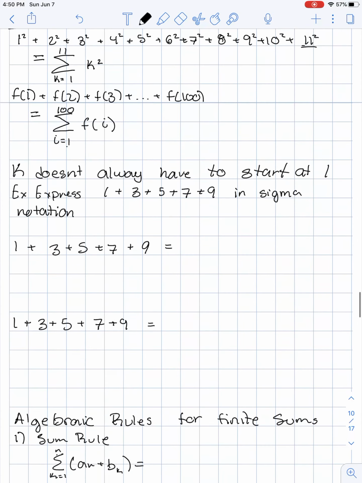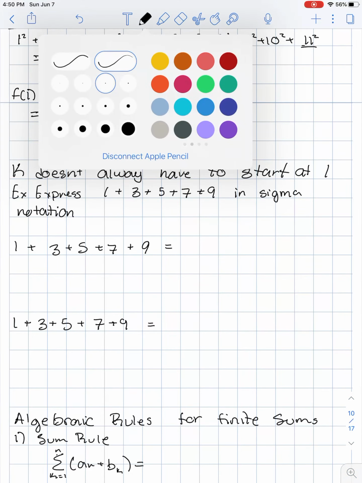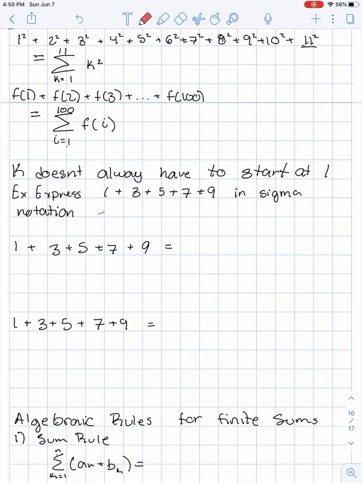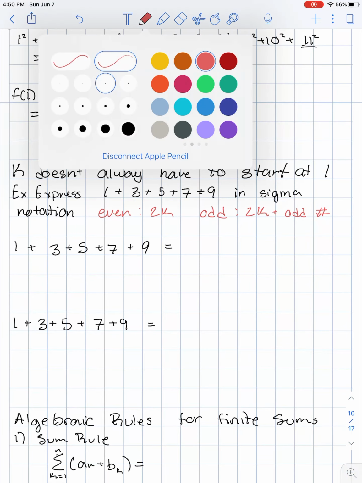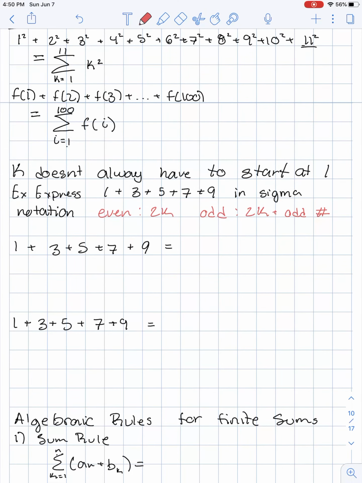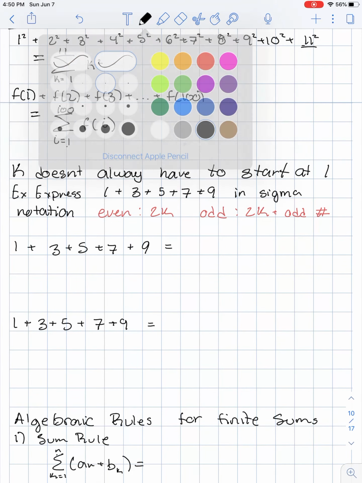So we're going to express 1 plus 3 plus 5 plus 7 plus 9 in sigma notation in different ways. The first thing we need to note is that even numbers I can write as 2k. Odd numbers, it's going to be 2k plus an odd number. Even numbers, you can do 2k plus an even number. In this case, 0 is an even number. Don't argue with me about that.